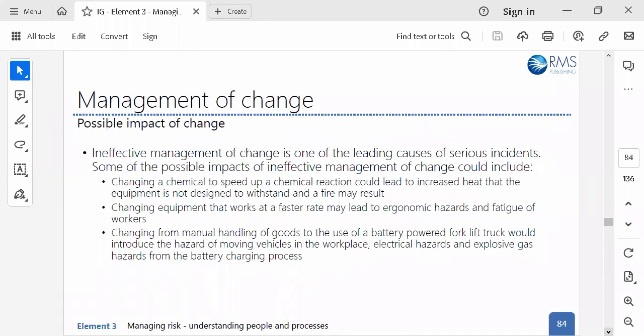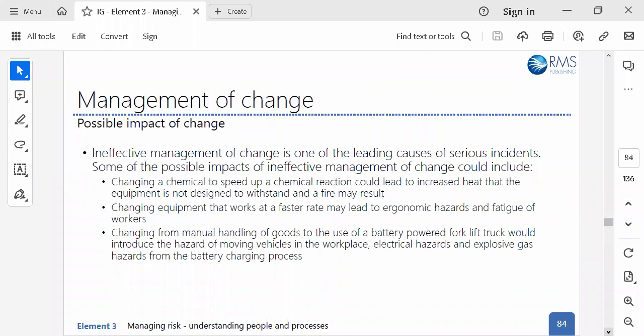Possible impact of the changes, possible effects from these changes. Ineffective management of change is one of the leading causes of serious incidents. If we do not manage it in a better manner, the result will be a serious incident. Some of the possible impacts of ineffective management of change could include changing a chemical to speed up chemical reactions, which could lead to increased heat that the equipment is not designed to withstand, and a fire may result.